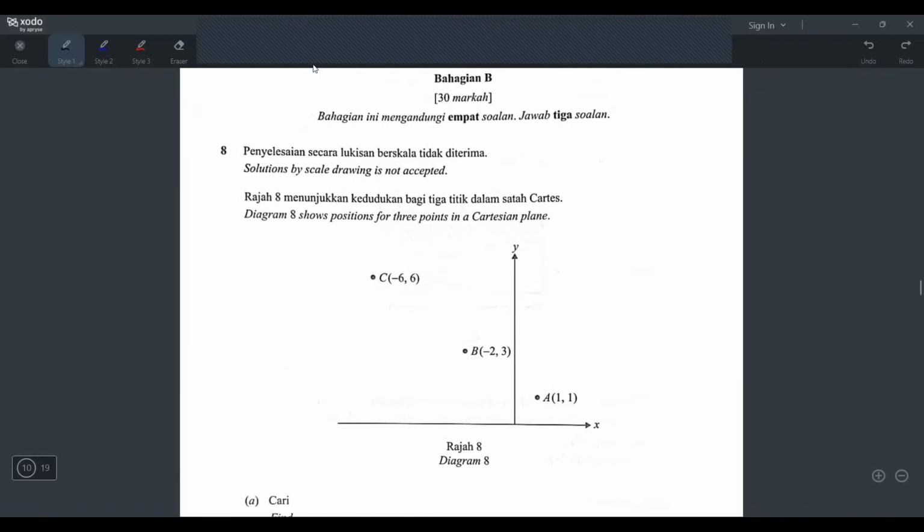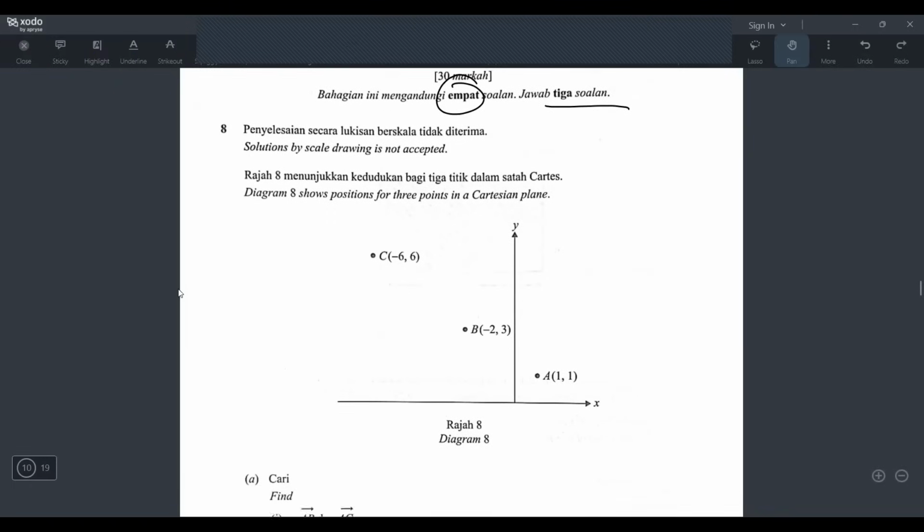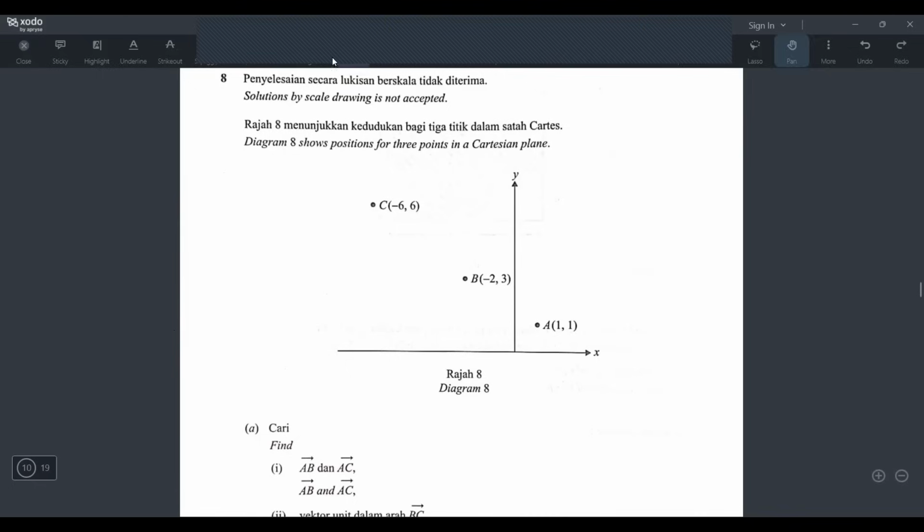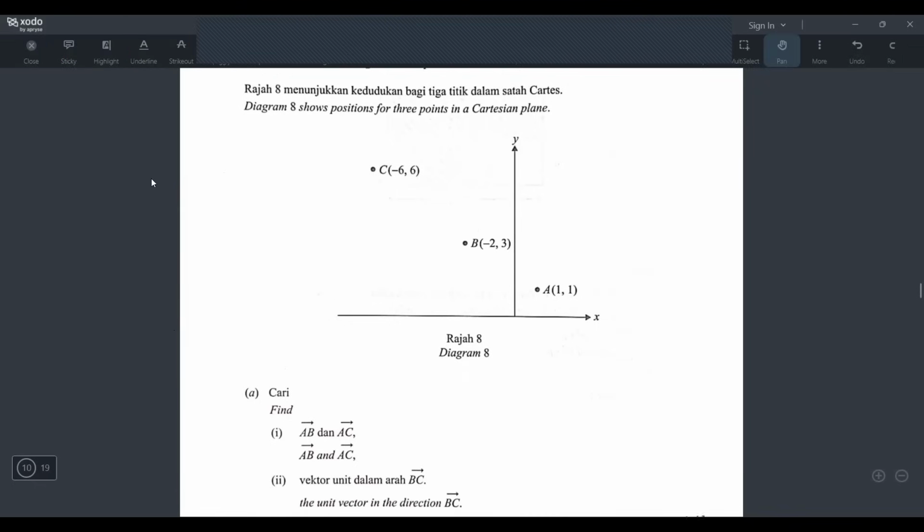Okay, I'm in Section B now. Section B contains 4 questions, answer 3 questions. But I will answer all. All 4 questions I will answer in this video. Okay. Okay, let's go. Number 8. Solution by scale drawing is not accepted. I don't care. This is not important.